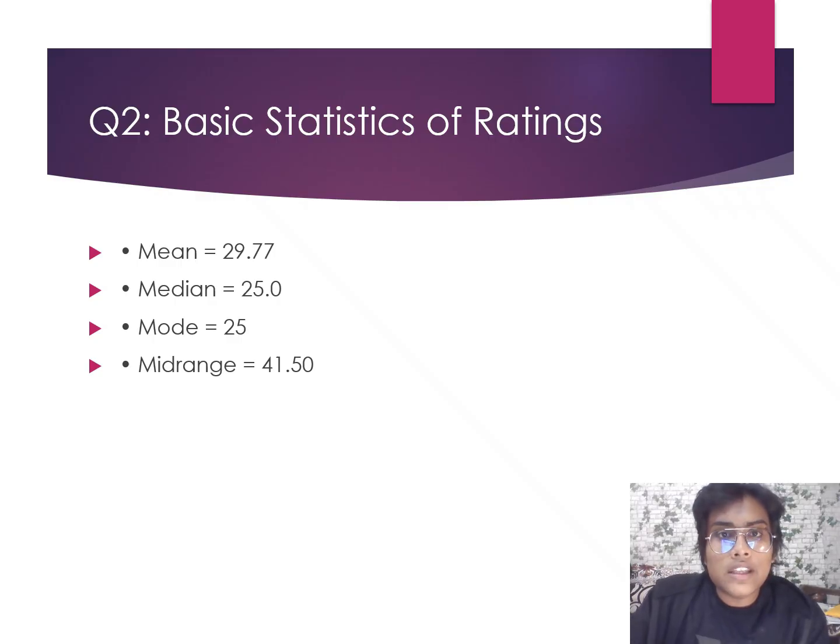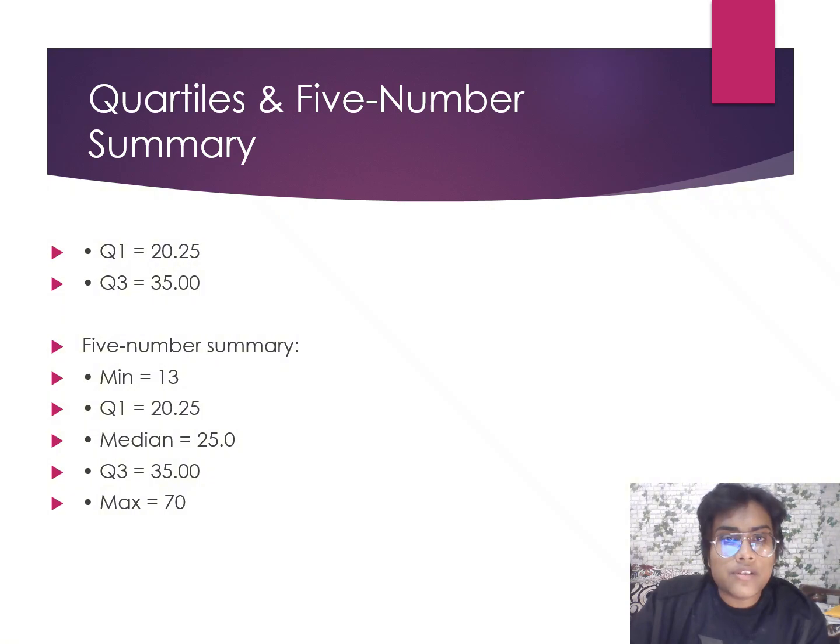At first we will find the required things which we are using in the question. These four are the prerequisites. First is the mean, which is 29.77. Mean is basically the average of the data. Second is median, third is mode, and fourth is mid-range. Now we will find the quartiles and the 5 numbers. First is Q1, which is quartile 1. Quartile 1 is 20.25 and quartile 3 is 35.00. The 5 number summary: the minimum is 13, quartile 1 is 20.25, the median is 25.0, quartile 3 is 35.0, and the maximum value of this data is 70.